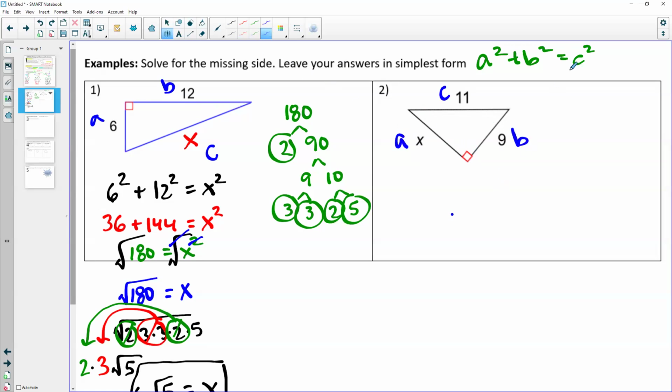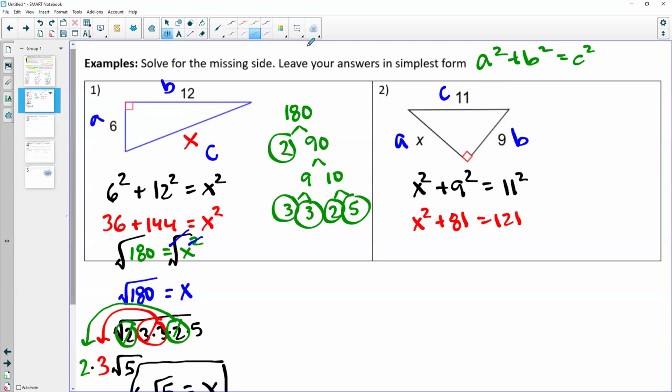If we're following this formula per the Pythagorean theorem, if I plug my values in, we're starting with a. This is going to be x squared plus b. B is 9 squared is equal to c squared, which would be 11 squared. And then we just start to work it out. x squared just stays as x squared, but 9 squared gives us 81. 11 squared gives us 121.